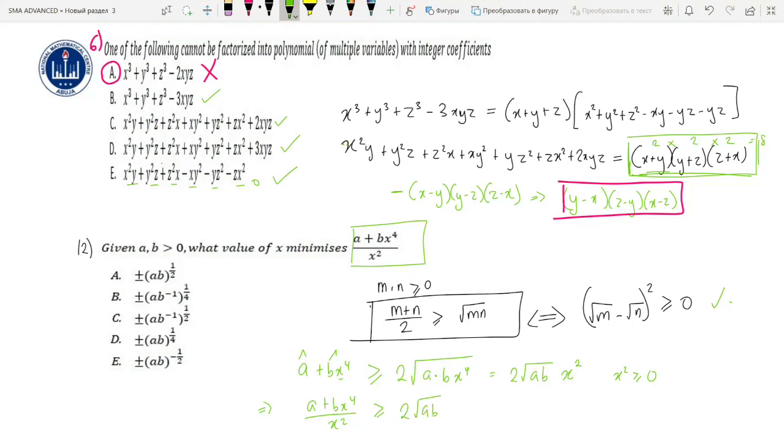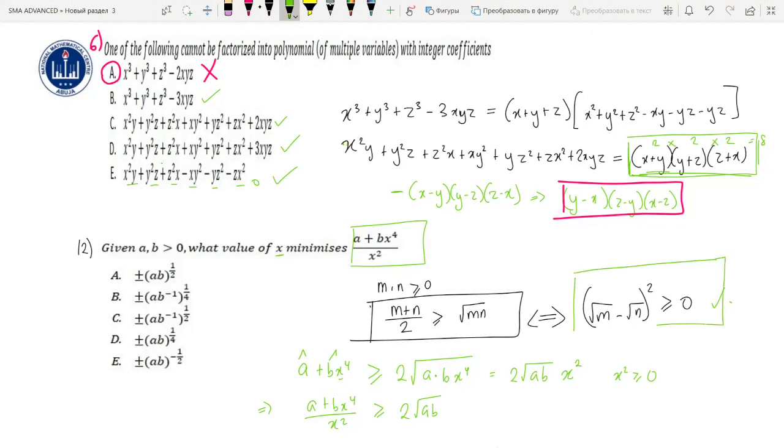But that's not actually what the question asks us to find. The question says we should find the value of x that makes this minimum. It didn't say we should find the minimum value of this. So now we have to go back to this AM-GM. What values will make it equal? This question basically asks us at what value of x will equality hold.